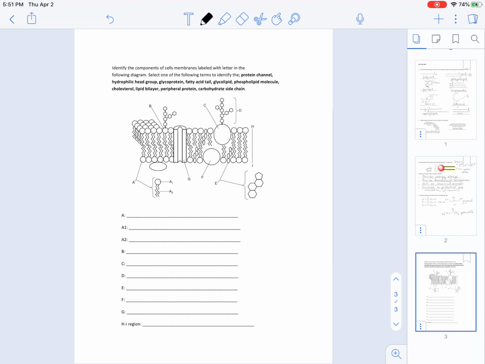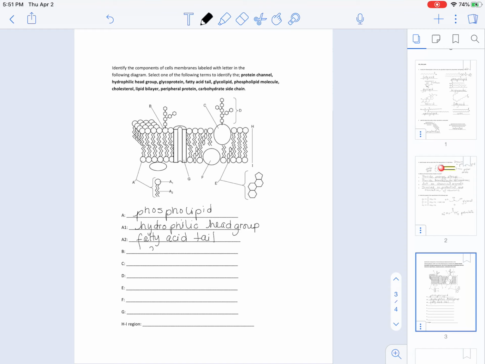Letter A is a phospholipid. Letter A1 is going to be the hydrophilic head group, which means that it's going to interact with water. A2 is going to be the fatty acid tail.